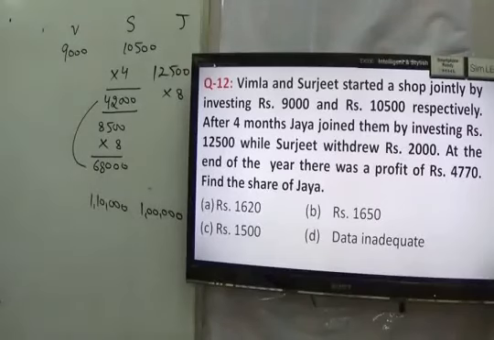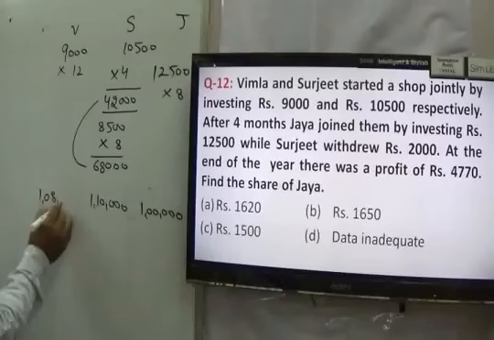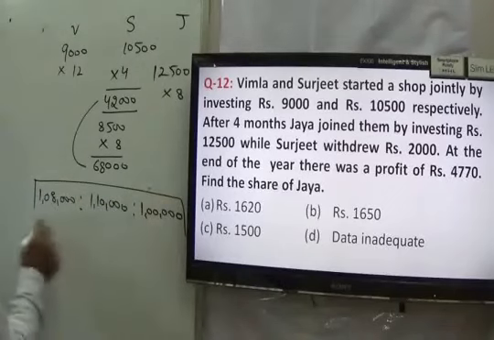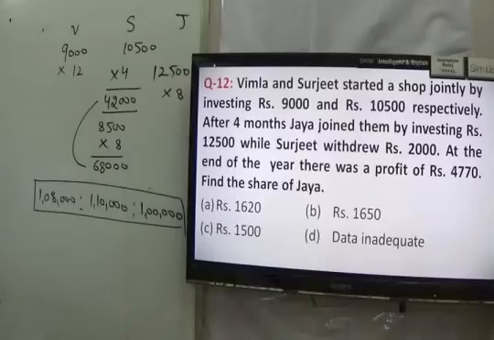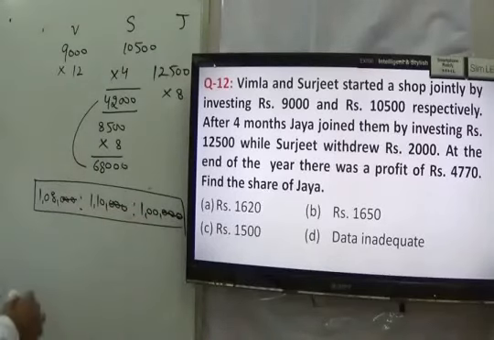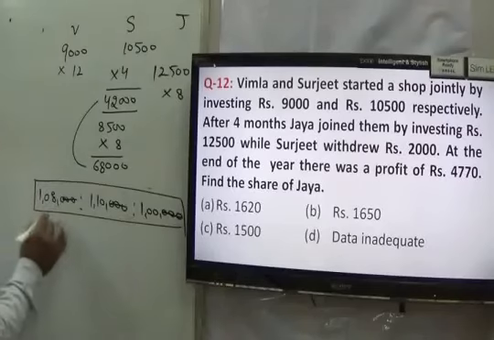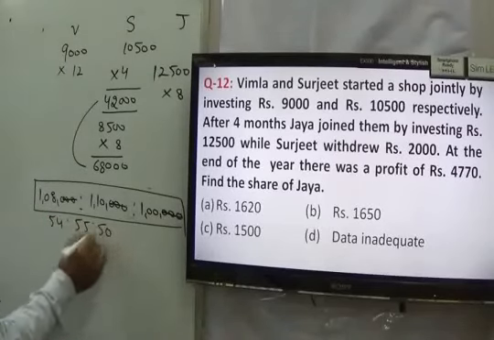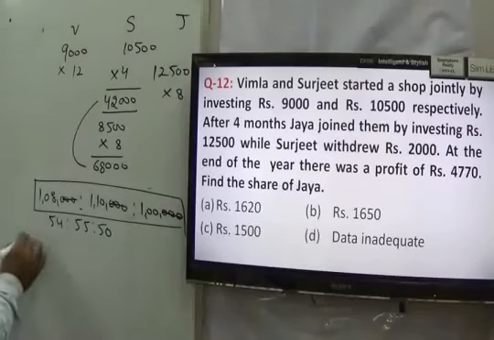Okay, similarly when we talk about Vimal, he was in the business for 12 months, so the product is 108,000. This is their profit sharing ratio that we have to find out. We can cancel out common factors, and it becomes 54 : 55 : 50. Now I have to find the share of Jaya.